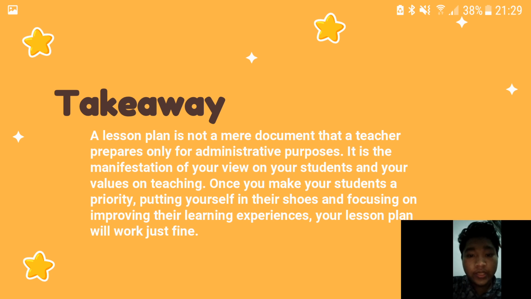And the next is takeaway. A lesson plan is not a mere document that teachers prepare only for administrative purposes. It is the manifestation of your view on your students and your values on teaching. If you make your students a priority, putting yourself in their shoes and focusing on improving their learning experience, your lesson plan will work just fine.